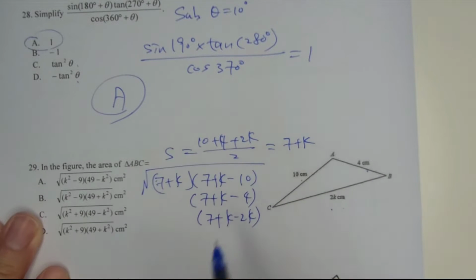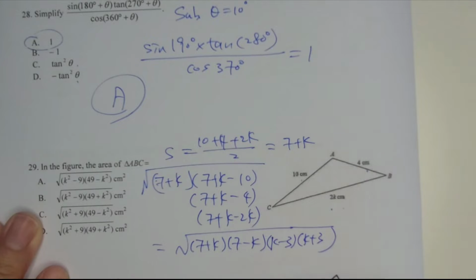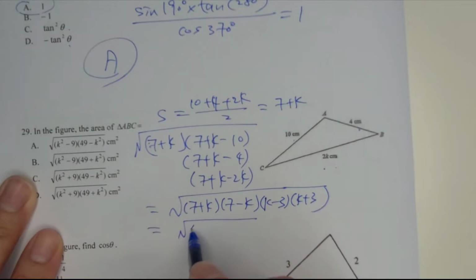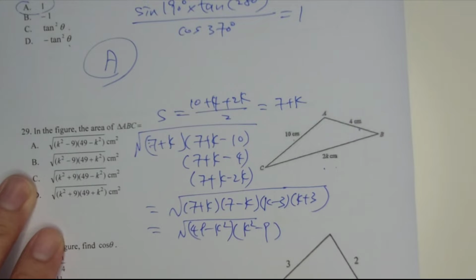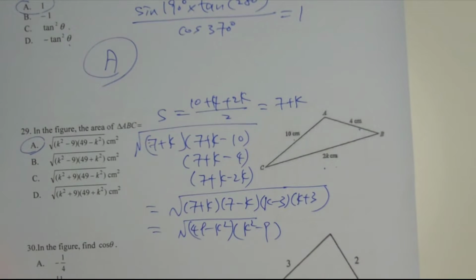Of course, take a big square root. So you will get square root of 7 plus k times 7 minus k times k minus 3 times k plus 3. Then the answer can be simplified as 49 minus k squared, bracket, times k squared minus 9. So you can check that it is answer A. That is the usual method.